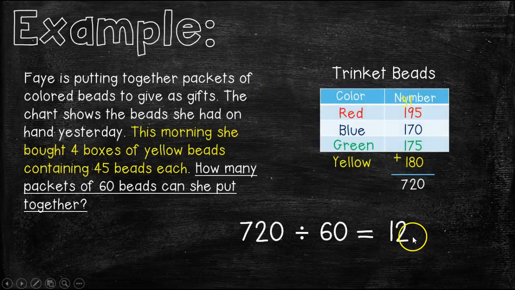But it isn't complete yet because anytime we have a story problem, we always have to label. So 12 what? 12 beads? What are they asking for? They're asking for packets. So we know the answer is 12 packets.